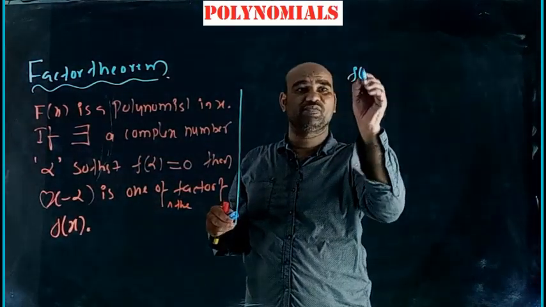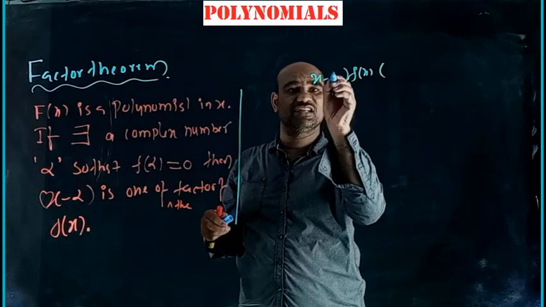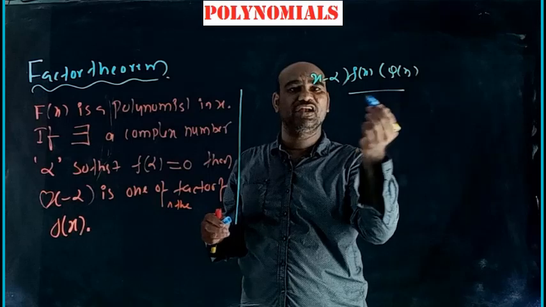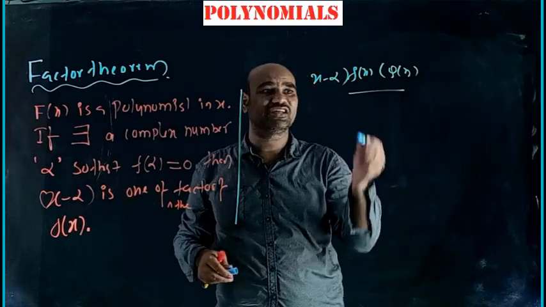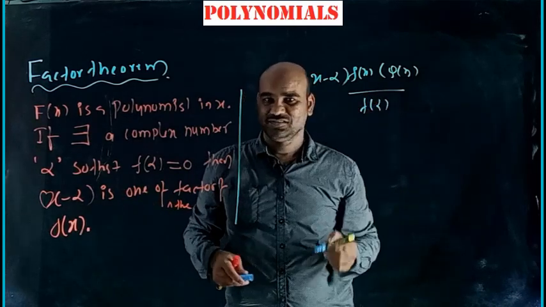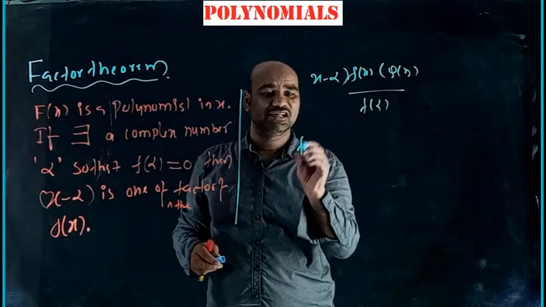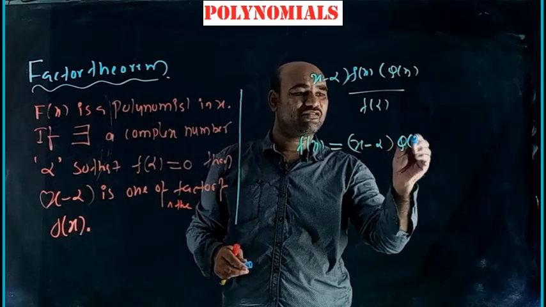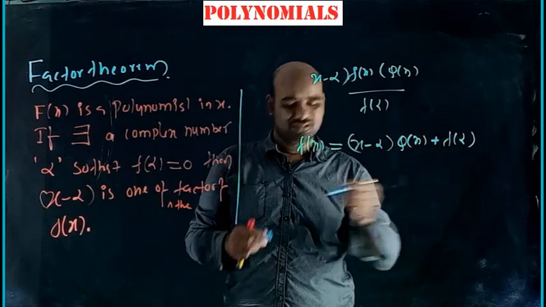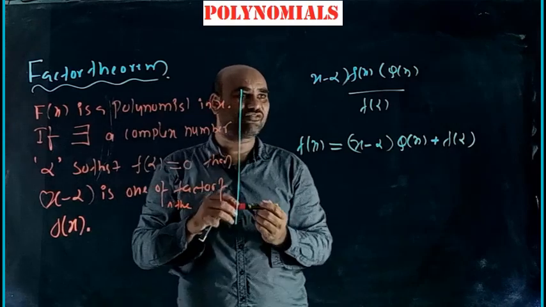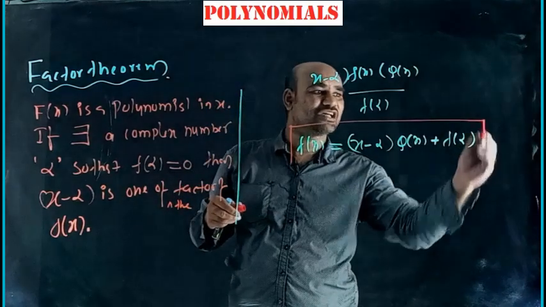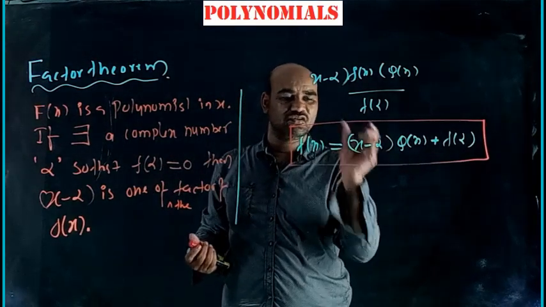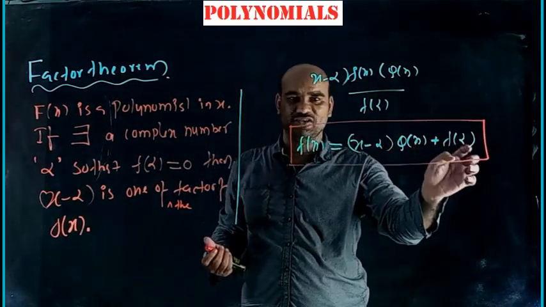F of x is a polynomial divided by x minus alpha, let q of x be the quotient, and according to the remainder theorem, the remainder is f of alpha only. Okay. So what happened? F of x is equal to x minus alpha into q of x plus f of alpha. So by the remainder theorem, we concluded that if f of x is divided by x minus alpha, then the remainder is f of alpha. By the division algorithm, we can say that f of x equals x minus alpha into q of x plus f of alpha.